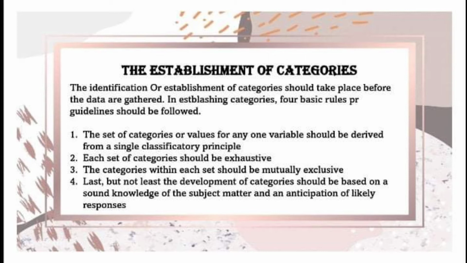The establishment of categories. The identification or establishing of categories should take place before the data are gathered. In establishing categories, 4 basic rules or guidelines should be followed. 1. The set of categories or values for any one variable should be derived from a single classification principle. 2. Each set of categories should be exhaustive. 3. The categories within each set should be mutually exclusive. 4. Last but not least, the development of categories should be based on a sound knowledge of the subject matter and an anticipation of likely responses.